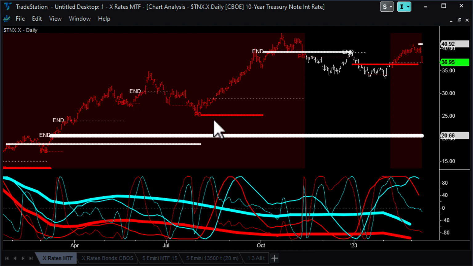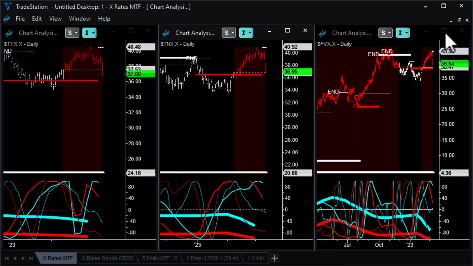Here's the head of the move with pullback to end of trend on the intermediate time frame. Second cyclical turn after end of trend, and this is looking at the 10-year. We were just looking at the 30-year. And exactly the same thing on the 5-year.